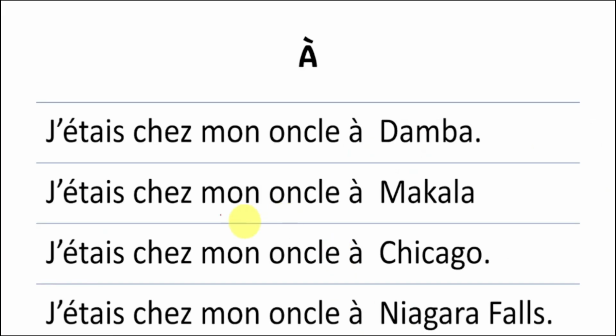Come here. So, j'étais chez mon oncle à Damba. J'étais chez mon oncle à Makala. J'étais chez mon oncle à Chicago. J'étais chez mon oncle à Niagara Falls. But in English, this Niagara Falls, we say Niagara Falls. J'étais chez mon oncle à Niagara Falls. Okay? Or if you say j'étais chez mon oncle à Niagara, it's okay. I understand it. You know what I mean? Not a big deal.